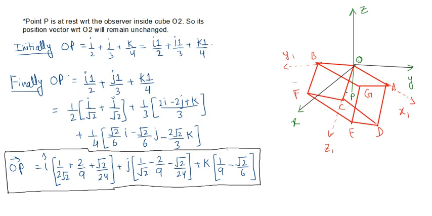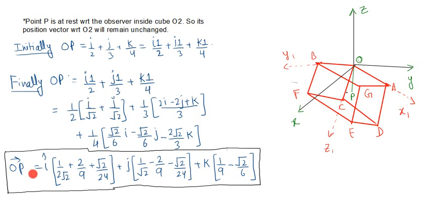So we know that I1 is nothing but I by root 2 plus J by root 2. J1 is nothing but 2I minus 2J plus K by 3. And K1 is nothing but root 2 by 6 I cap minus root 2 by 6 J cap minus 2 root 2 by 3 K cap. So what I have done here, I have calculated the final OP vector in terms of I cap, J cap and K cap by putting OP equal to I1 by 2 plus J1 by 3 plus K1 by 4, and I1, J1 and K1 I have already calculated.